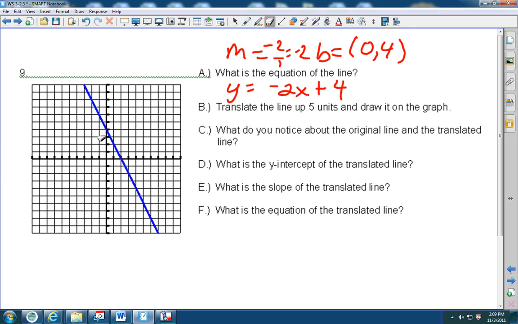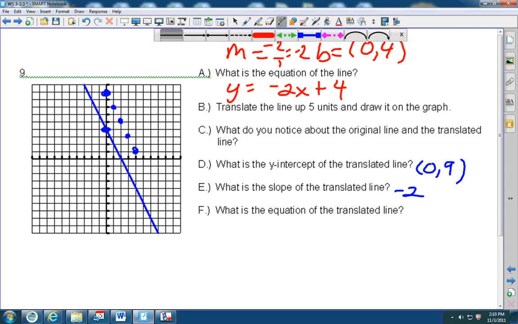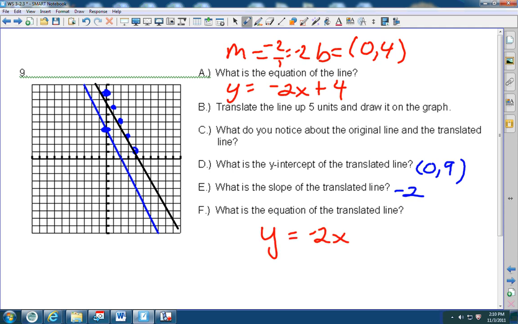Now, translate the line up 5 units. So I'll start here and I'll go up 1, 2, 3, 4, 5. I went up 5 units. It is 0, 9. Okay, now I'm going to do the same slope, -2, which is down 2 and over 1, and keep going down 2 to the right 1. I can draw my line. My equation, y equals -2x plus 9.